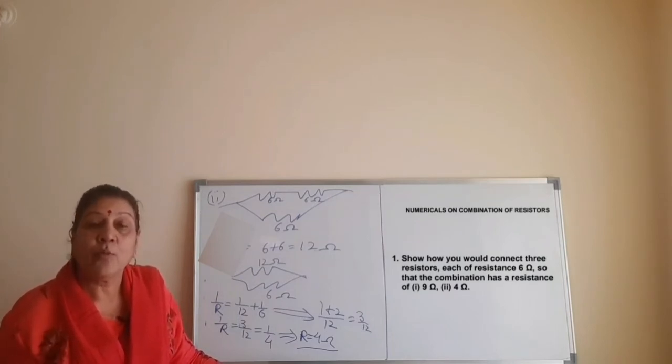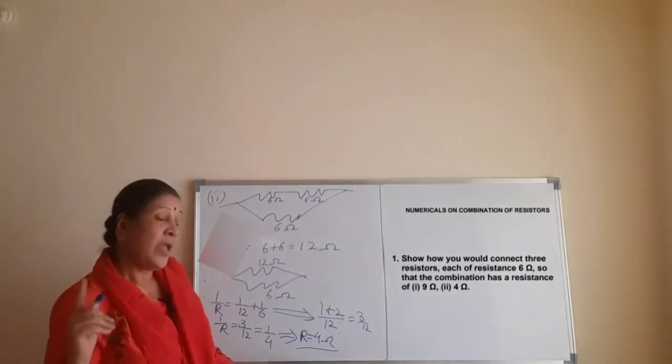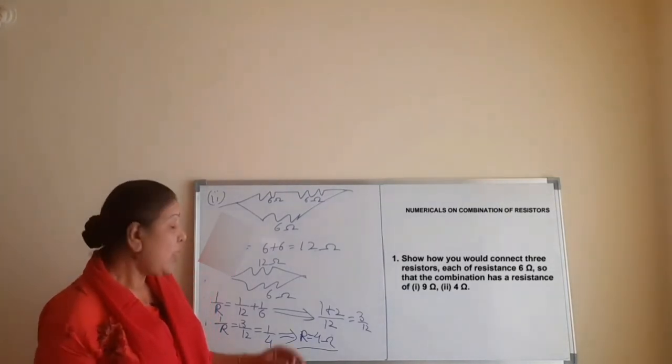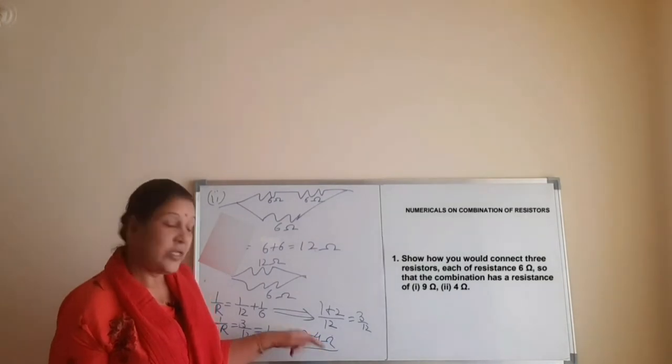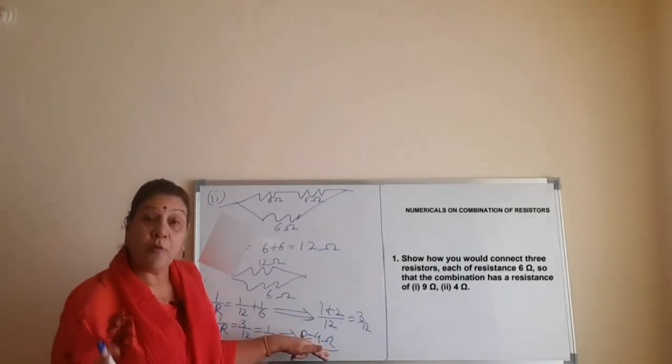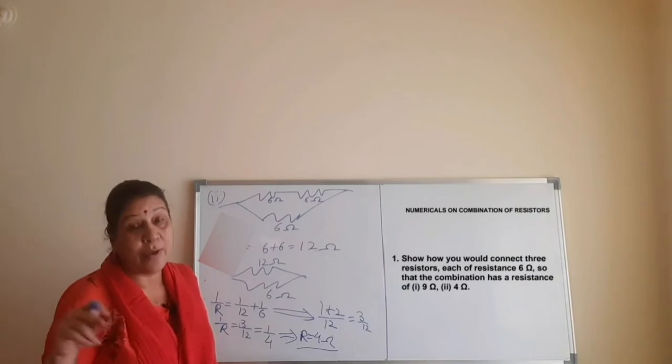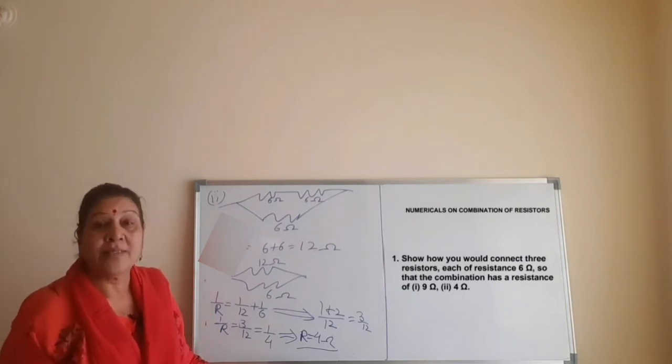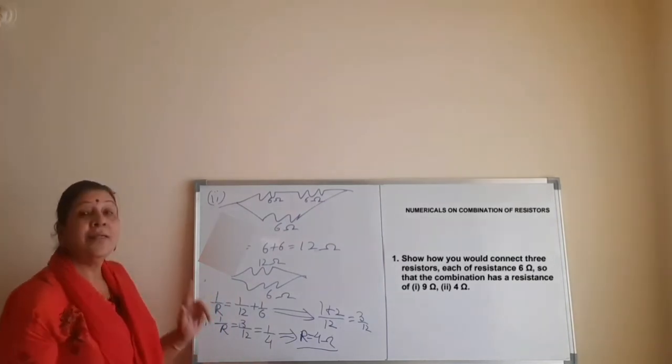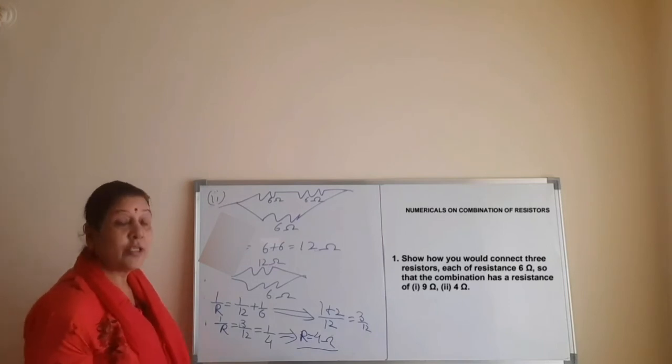More practice will make you perfect. Always remember, I've told you before also, again I'm reminding you, never forget to write the unit. R is equal to 4 ohm. So you have to write ohm or the omega symbol. That is the solution for the first question.